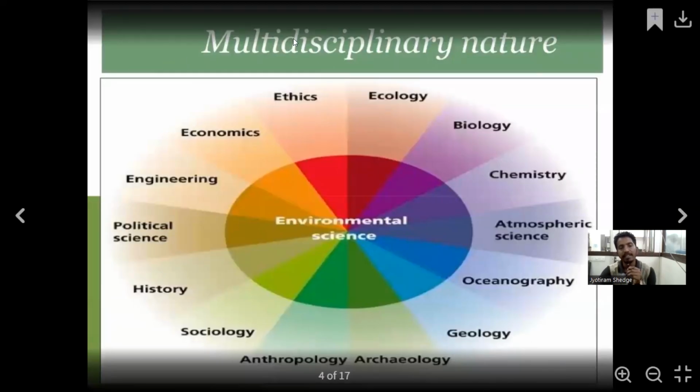Environmental science is multidisciplinary in nature. Many branches are connected to environmental science, like ethics, ecology, biology, chemistry, atmospheric science, oceanography, geography, geology, archaeology, sociology, history, political science, engineering, and economics. So these are the multidisciplinary nature.